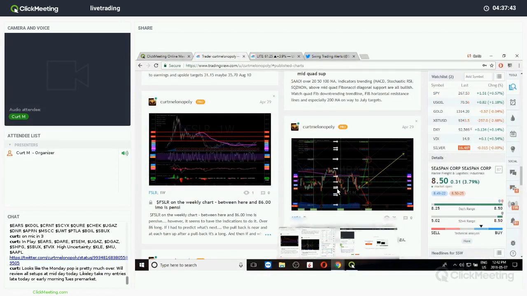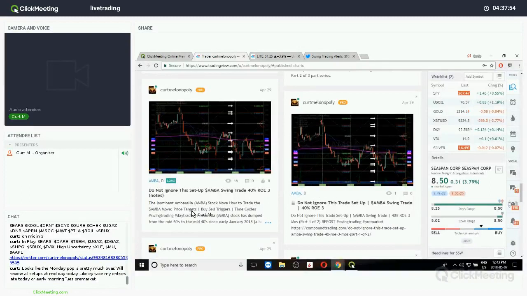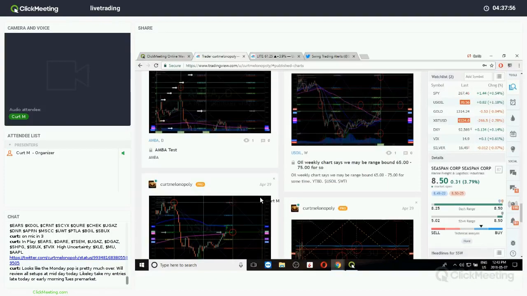When you see these white arrows like this, those are buy-sell triggers. Those are just pointing to the important fibs to trim into and add above. So that's AMBA. Lots of AMBA there. Oil.